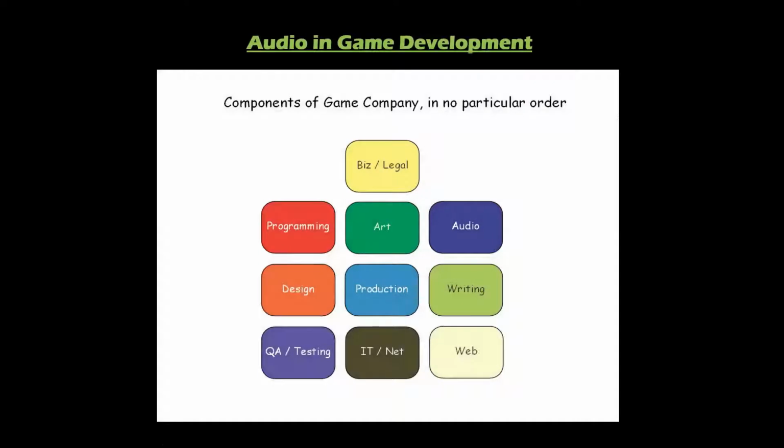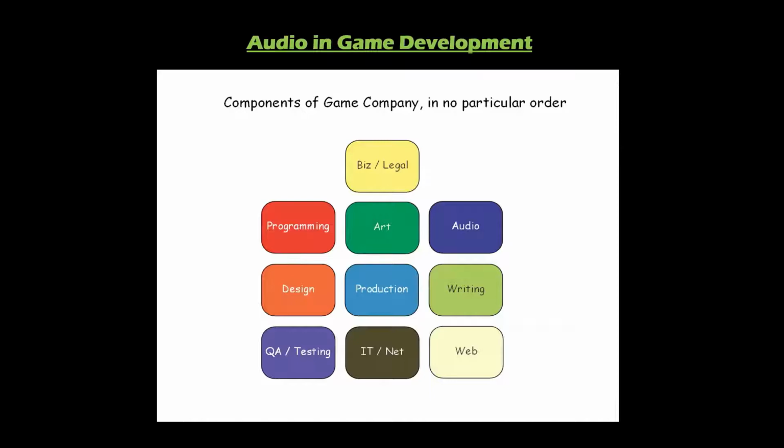This is the first slide I ever made many years ago. It's kind of funny because it looks so bad in comparison to the other ones, but I kept it because it works. It's the components of a game company in no particular order. There's no real hierarchy here. I just have programming, art, audio, design, production, writing, QA and/or testing, your IT infrastructure, and any web marketing. That could include social media marketing and PR and all that.